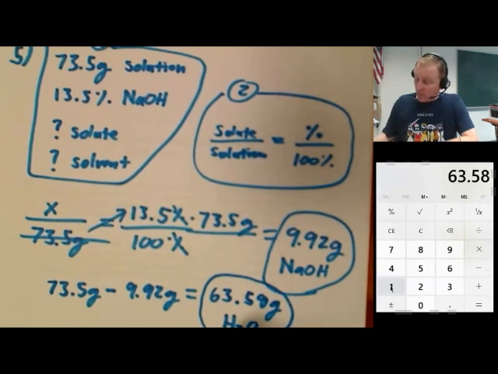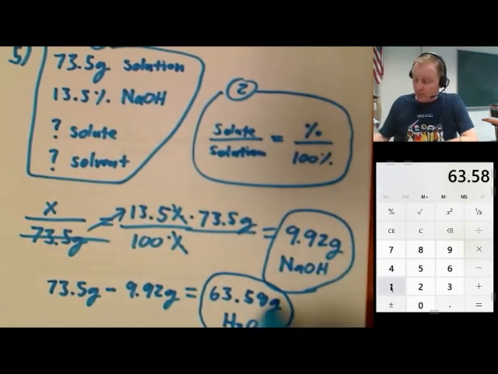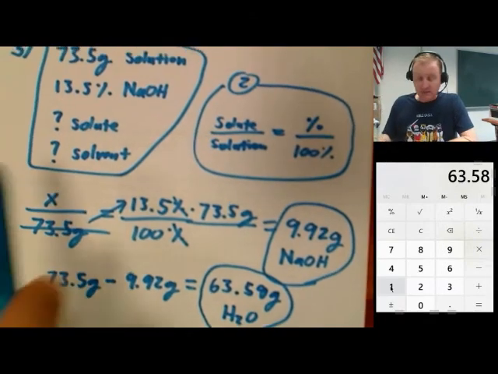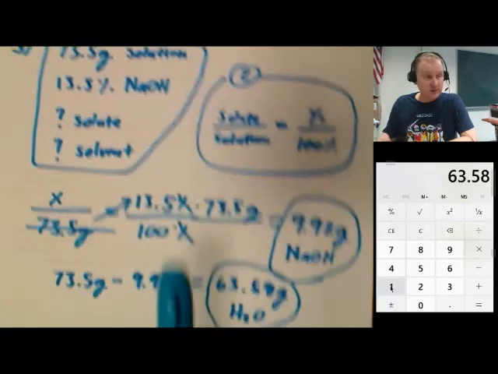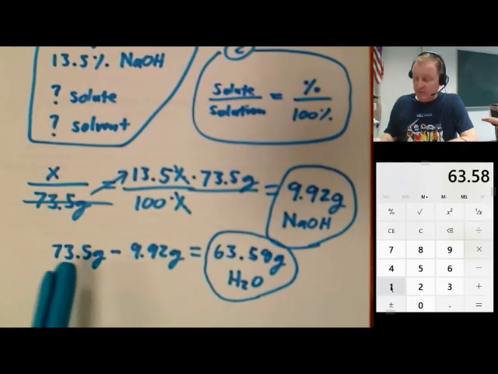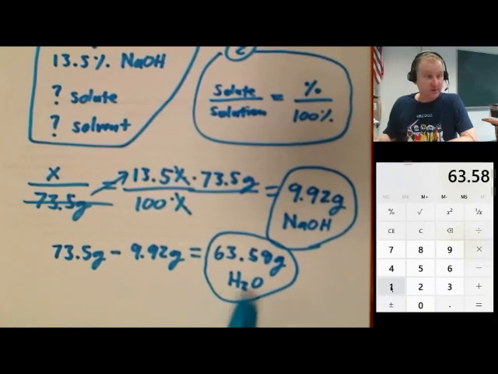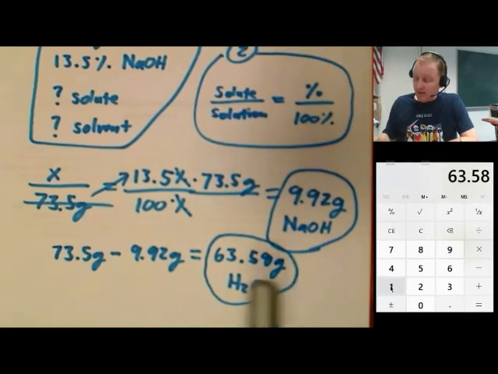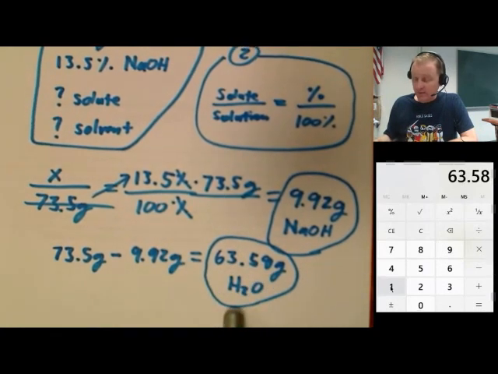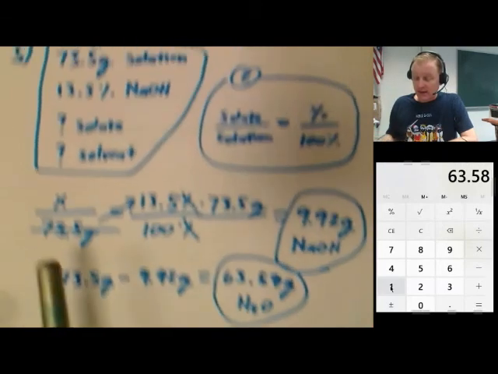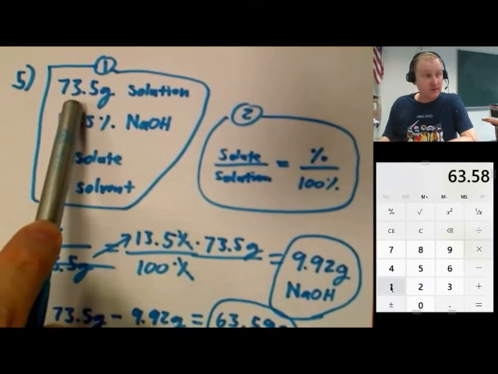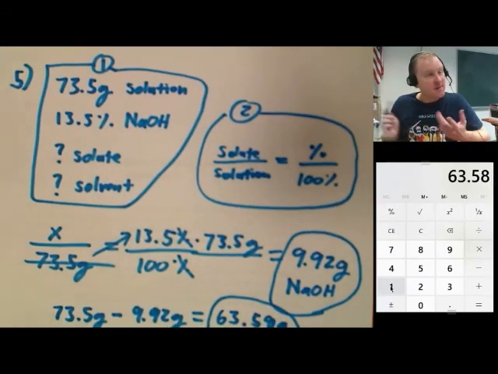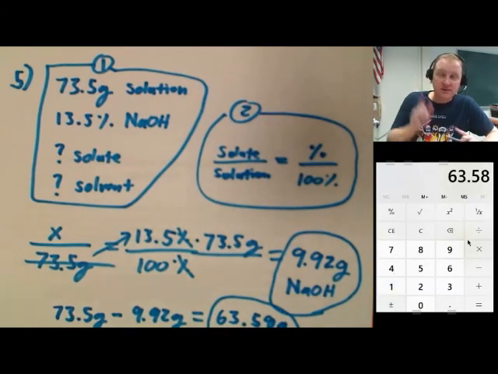Because remember that the water plus the sodium hydroxide will be the total mass of the solution. And if the total mass of the solution needs to be 73.5 grams, then I can say 73.5 grams, the solution minus the solute equals the solvent. So the answer to this question would be, I would take 9.92 grams of sodium hydroxide and 63.58 grams of water, put those together, and that would create a 73.5 gram solution that is 13.5% sodium hydroxide. I hope that made sense, and let me know what you think, and I'll talk to you guys soon.